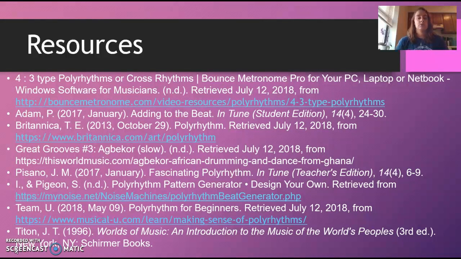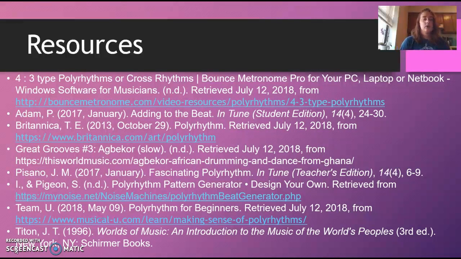I also found a few resources from the In Tune magazines and the Teaching Music magazines we get from NAfME. I looked through some of my own collection of those, and I found a couple resources about cultural aspects of teaching cultural music and some drumming and West African resources. And then I actually did find from one of the In Tune magazines one specifically talking about polyrhythms. So that was a cool source to find. So those were some of the other resources I found.